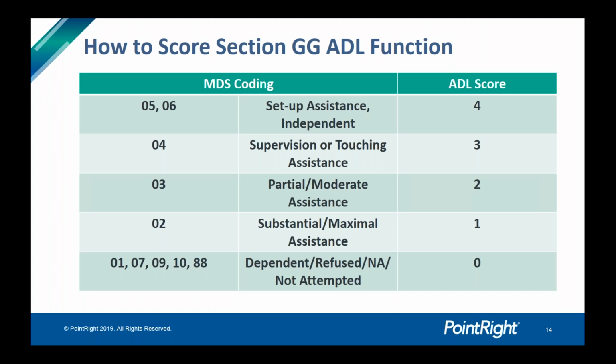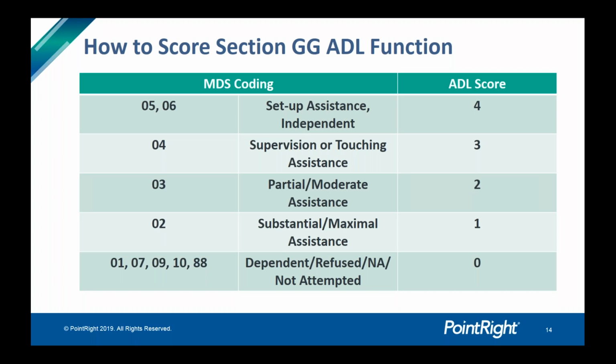Then supervision or touching assistance. Now, touching just means contact guard. It's not actually assisting with the activity. It's just a hand on the resident to perhaps steady them or to direct them in the right direction, but not actually helping with the activity. So that's a 4 on the MDS, and that translates into a score of 3.